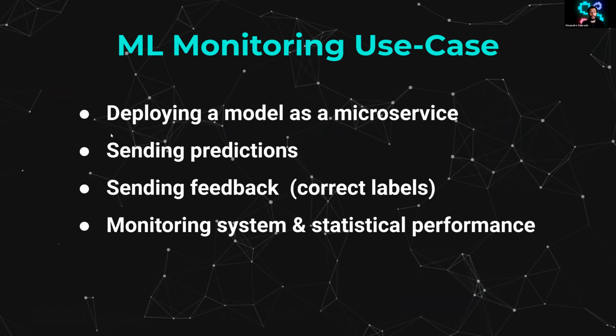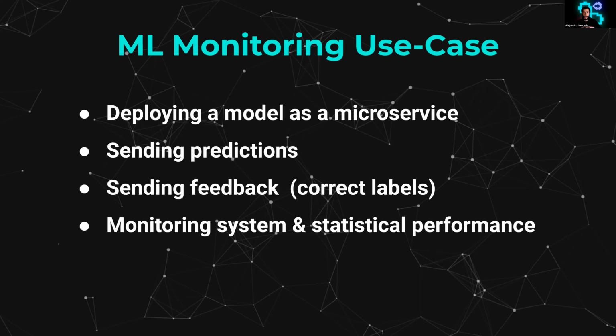But in order for us to really see what this looks like in practice, we want to take a hands-on example. We're going to see the whole end-to-end life cycle of a model once it's been trained and once we want to make it available for business consumption, or just for consumption. So we're going to see how to deploy a model as a microservice. We're going to see how you can send predictions to this model. We're going to see how you can not just send predictions, but send annotations or corrections.